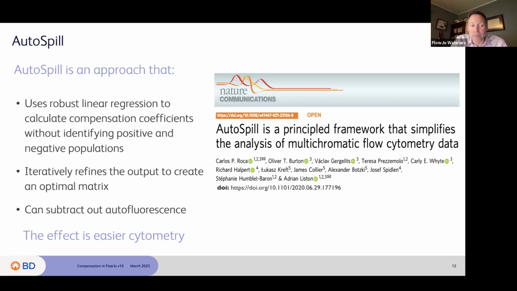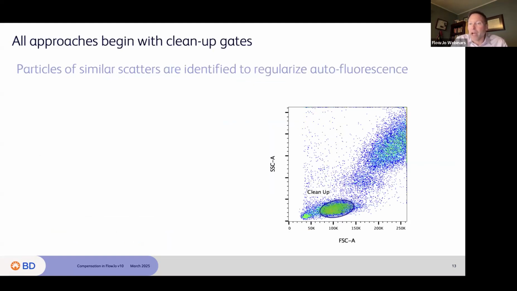This tool is also useful for subtracting out autofluorescence, in that we can just fit autofluorescence like another parameter that gets a linear regression line. So I think the overall effect of AutoSpill is what I have in blue there, easier cytometry. So I'm a big fan. I like AutoSpill a lot. And I will show you a little example to illustrate how it works.